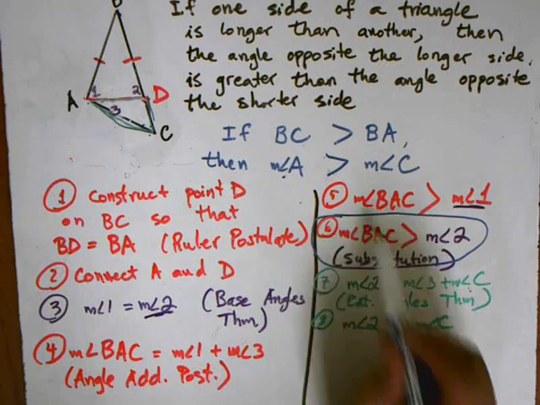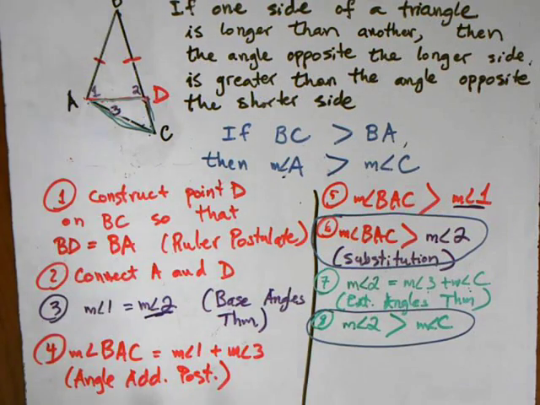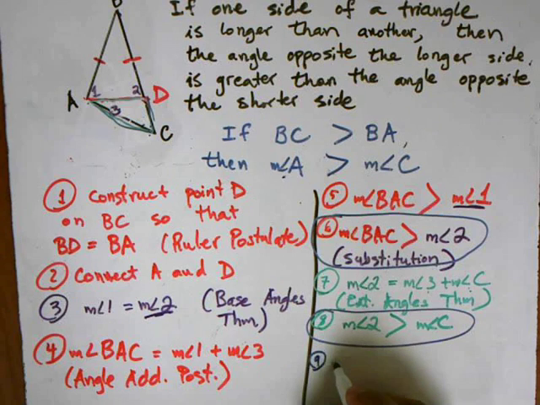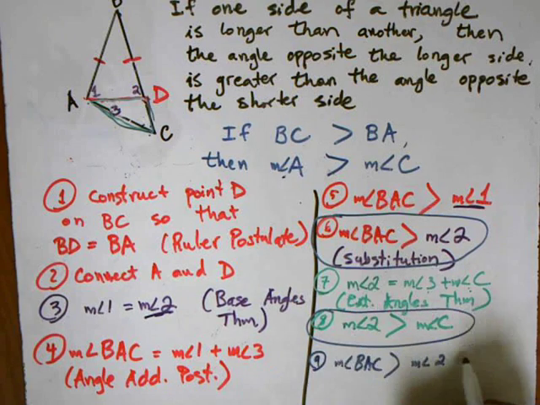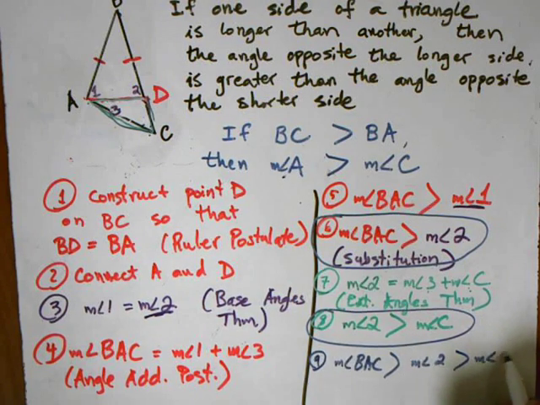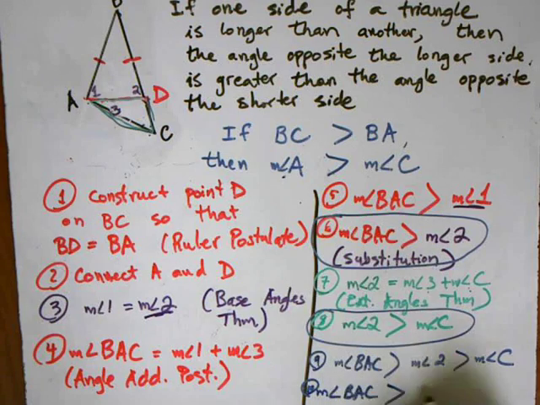BAC is bigger than measure of angle 2, and measure of angle 2 is bigger than the measure of angle C. So now I can write it this way. Measure of angle BAC is bigger than the measure of angle 2, which is bigger than the measure of angle C, which means that the measure of angle BAC has to be bigger than the measure of angle C.